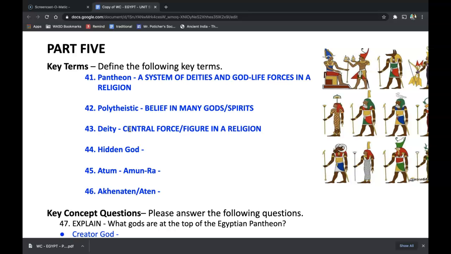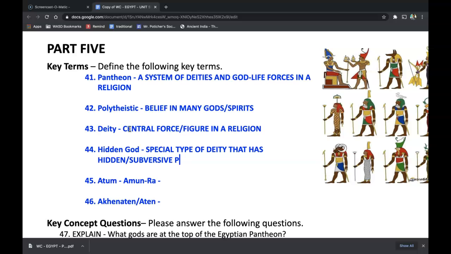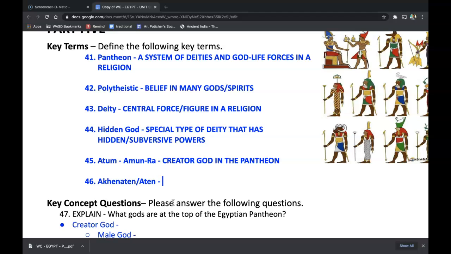A hidden god refers to a special type of deity that is in many ways like a real god, except has hidden, sometimes subversive powers. Atum or Amun-Ra is the creator god in the pantheon, and is arguably one of the most important gods. And Akhenaten, of course, was the pharaoh who converted most of Egypt to be a monotheistic culture for a large period of time.